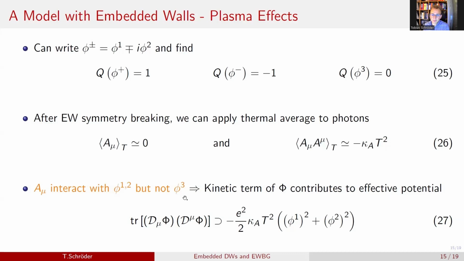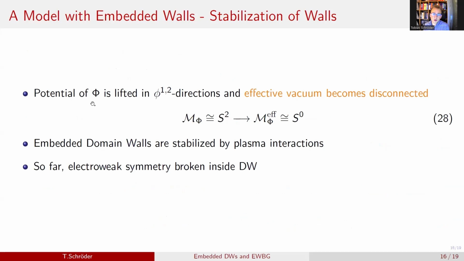not with phi 3. Looking at the kinetic term of the Higgs field phi, one finds that it contributes to the effective potential. This contribution to the potential, which is written down here in equation 27, is basically the same as we had seen previously for the electroweak Z-string. Due to this, the potential of the Higgs field phi is now lifted in the directions of the phi 1 and 2 components, but not in the direction of the uncharged phi 3 component.